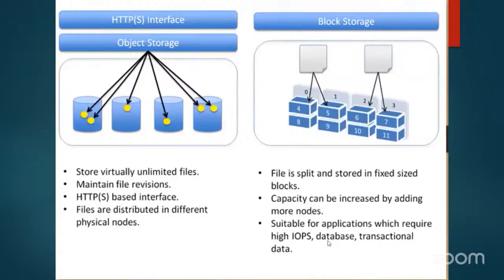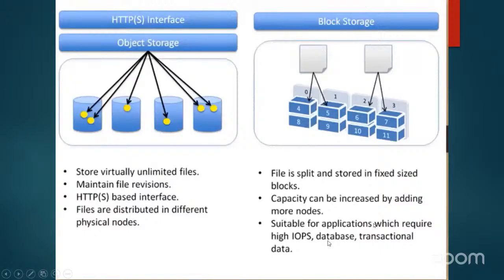So capacity can be increased by adding more number of nodes in block storage. What are the nodes and why is it like that? We are going to see it now. It is suitable for applications which require high IOPS, database transactional data. What is transactional data? Where you are having the OLTP. OLTPs are the source. OLAPs are the destination. So at the source side, you are having block storage.